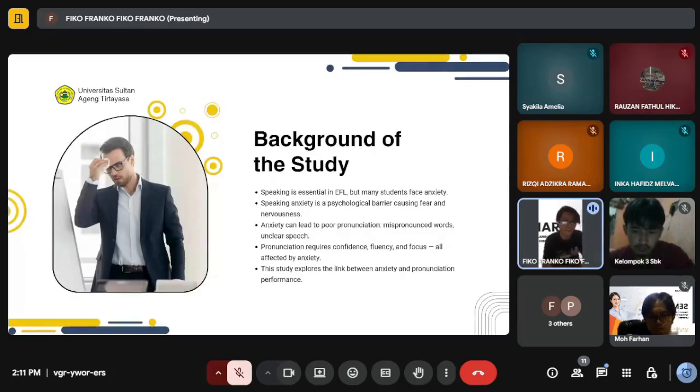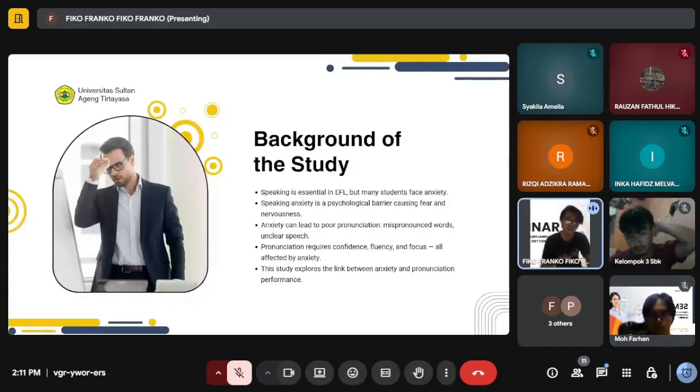So, speaking anxiety is a psychological barrier, causing fear and nervousness, and anxiety can lead to poor pronunciation, for example, mispronounced words and unclear speech. So that's why I'm going to find out how speaking anxiety can affect the pronunciation of a student as an EFL learner.